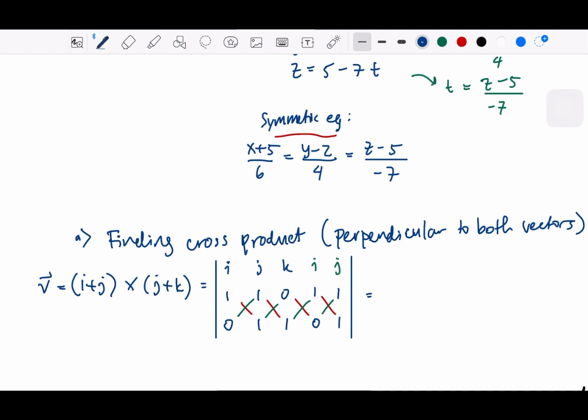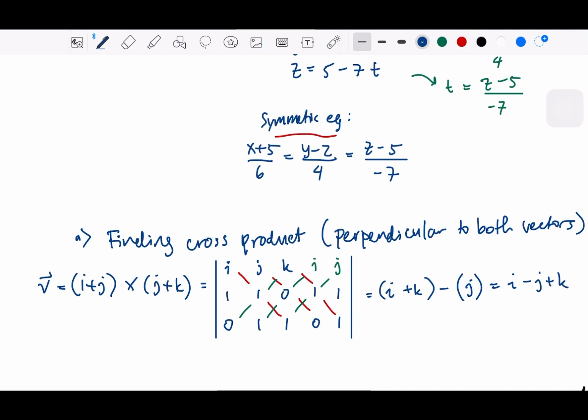So this will be... wait, let me make it clear. It should be from here. So that will be i plus k minus j. Okay, or i minus j plus k.